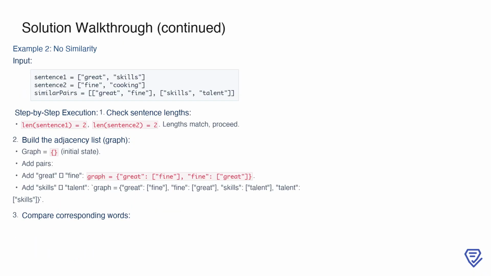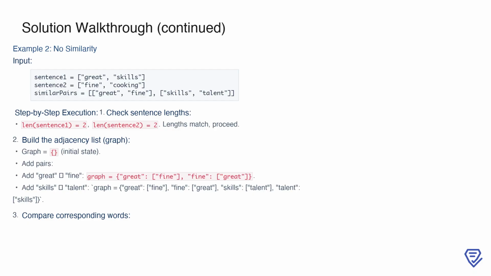In this second example, we evaluate sentences that may not be similar. The input sentences are great skills and fine cooking, and the similar pairs include relationships between great and fine as well as skills and talent. After confirming the sentences have the same length, we build the graph. Starting with an empty graph, we add the pairs, creating connections between great and fine, and skills and talent.